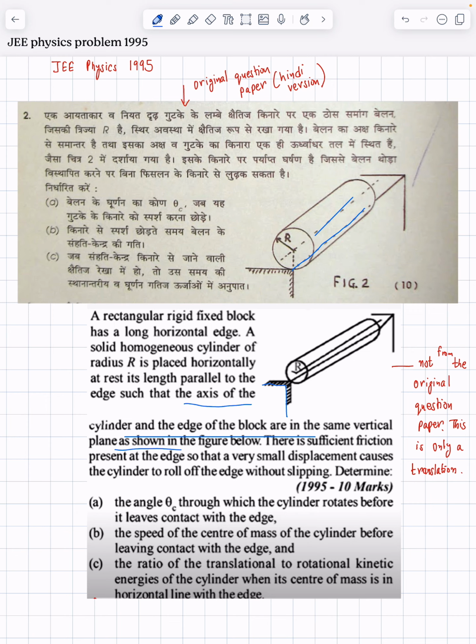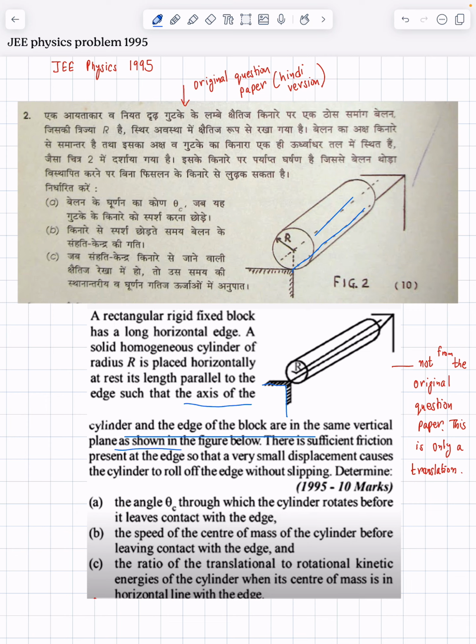And then they say there is sufficient friction present at the edge of this block so that a small displacement causes the cylinder to roll off the edge without slipping. So what is done is you give a small push to the cylinder, and then it will basically roll off the edge without slipping, and at some point it will lose contact with the edge. And the first part says that we have to find the angle theta c through which the cylinder rotates before it leaves contact with the edge.